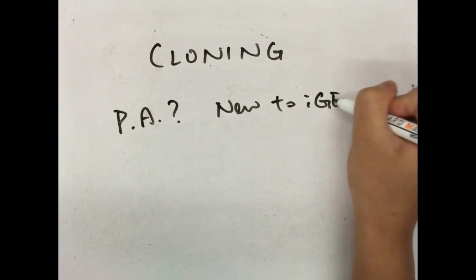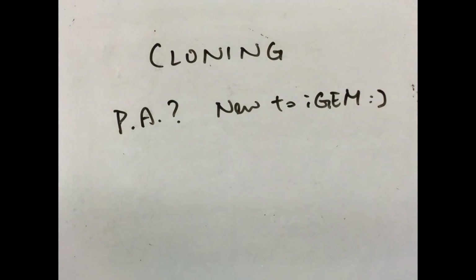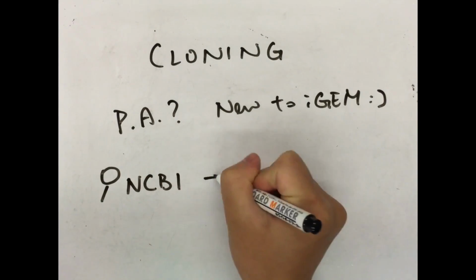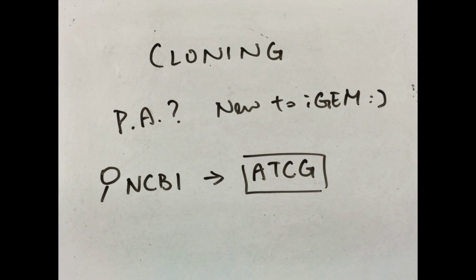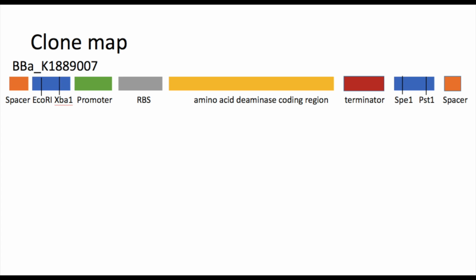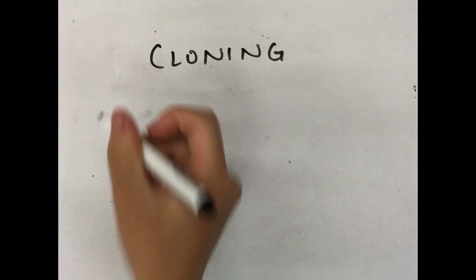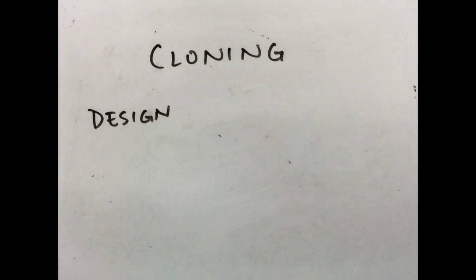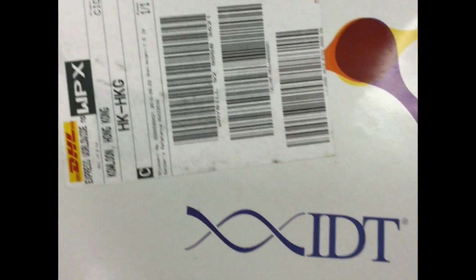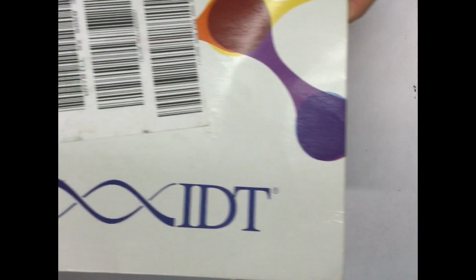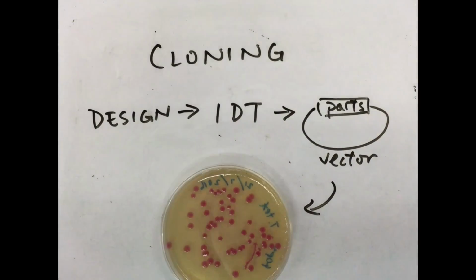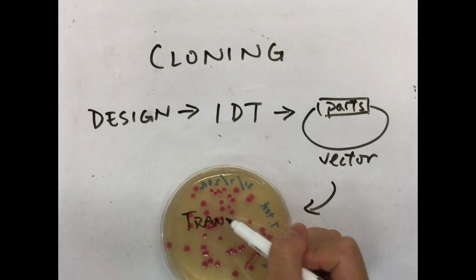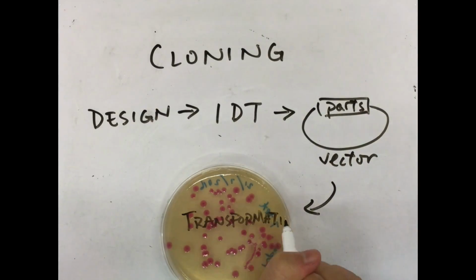It is a new addition to the iGEM community. On NCBI, we discovered a protein sequence enabling the production of phenylpyruvic acid. And here is our cloning map. So now we've got the gene sequences and the part design. After ordering, we received packages enclosing the DNA from IDT. We then cloned them into plasmids and then transformed our E. coli bacteria.